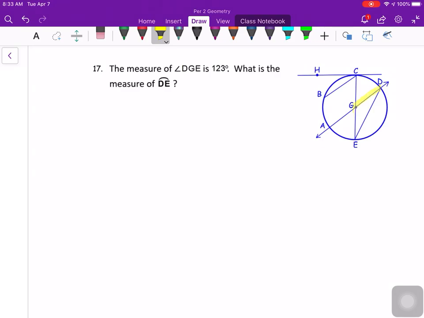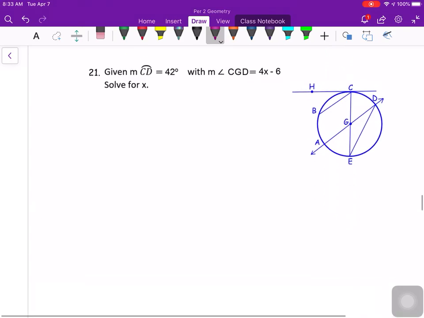The next question. Now, in the next question, they give us the measure of angle DGE, D to G to E. So this one is 123 degrees. Hey, we had that at the beginning. Now we're supposed to find the measure of the arc. The arc is out here. Central angle equals the arc. So the measure of D to E would be 123 degrees.